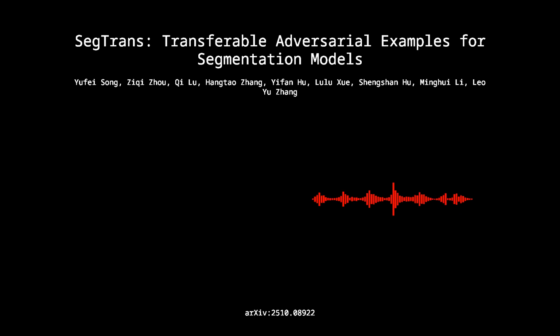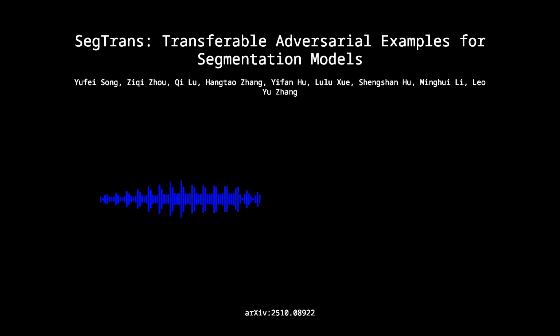A powerful attack needs to hold up against some basic hardening. They tested against 3 things: adversarial training, pruning, and corruption. Yep. And adversarial training is usually the gold standard for defense. So how did SegTrans do? Well, the performance did dip a bit, which you'd expect, but the attack was still highly effective.